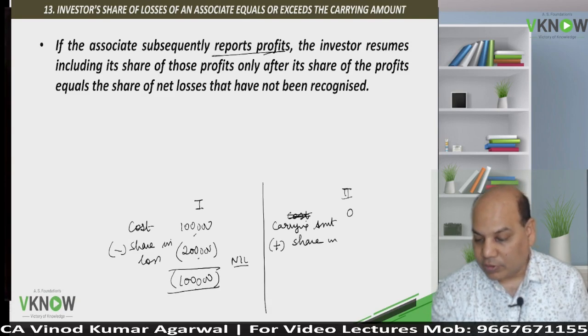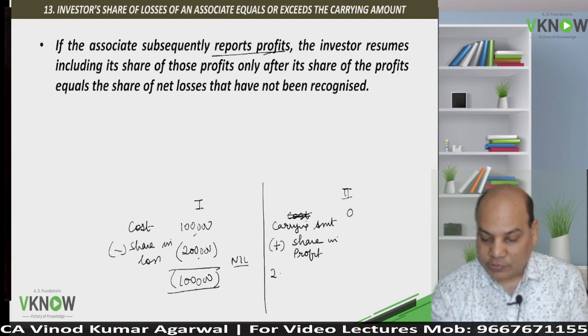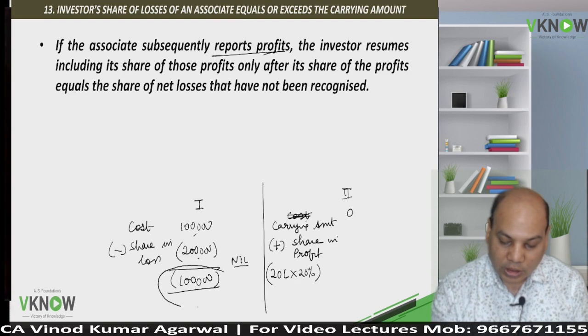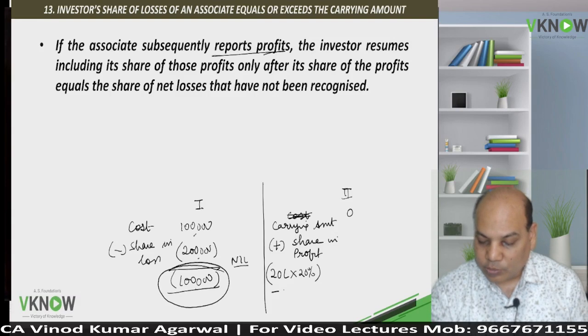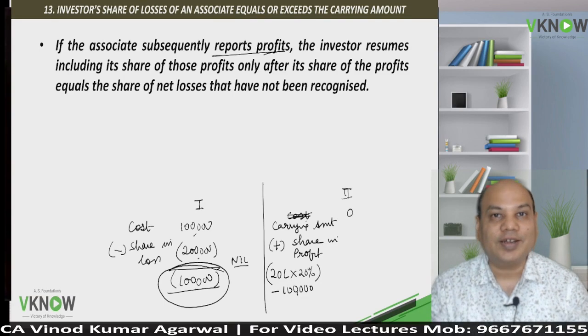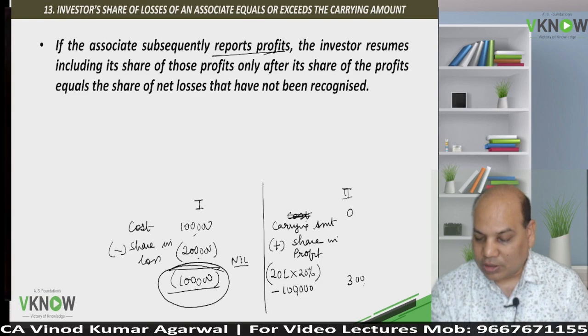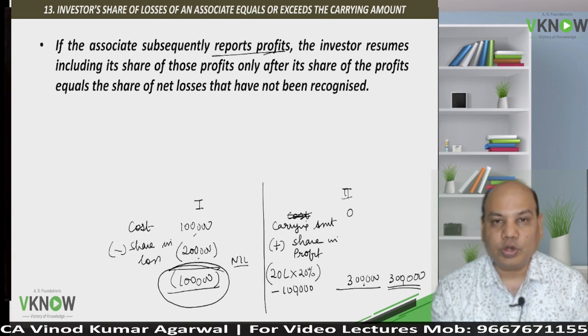Add share in profit. The associate has made profit. How much profit have they made? Let us say 20 lakh into 20%, 4 lakh. But this 1 lakh loss we could not adjust earlier. So now I am going to first adjust the losses which were not deducted earlier, and then the balance amount I will add. So 4 lakh minus 1 lakh, 3 lakh. The carrying amount at the end of year 2 would be 3 lakh.